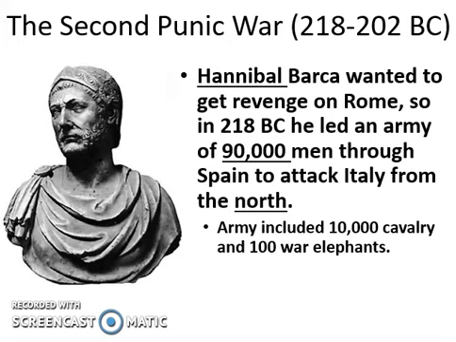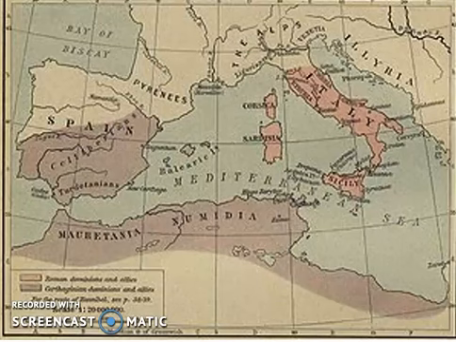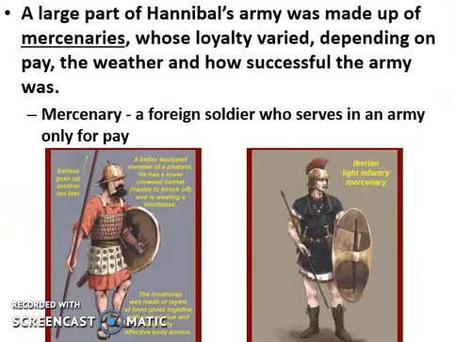So he, in 218 BC, is going to lead an army of 90,000 men through Spain to attack Italy from the north. His army included 10,000 cavalry and 100 war elephants. So taking a look here again, he's going to go from Carthage, he's going to go all the way around here through Spain, all the way up here north, through the Alps mountains, and into Italy. So he's taking the long route to get to Rome.